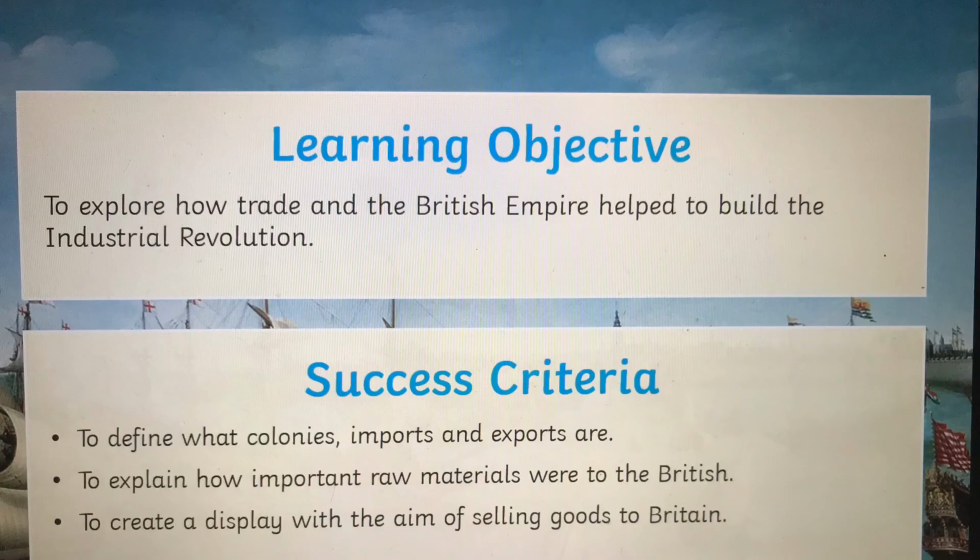Right, so let's go over today's class. Our learning objective was to explore how trade in the British Empire helped to build the Industrial Revolution. You should be able to define what colonies, imports, and exports are. You should be able to explain how important raw materials were to Britain. And as an optional assignment, create a fantastic poster aiming to sell goods to the world.